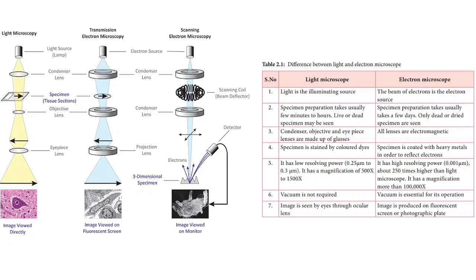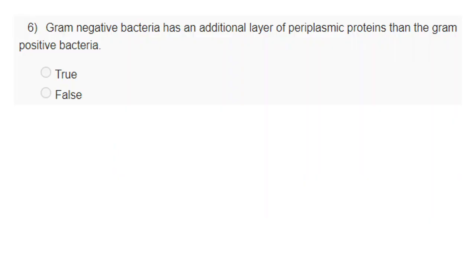But in case of magnification and resolution, obviously electron microscopes are much better than light microscopes. Yes. So moving on to the next question. Gram negative bacteria has an additional layer of periplasmic proteins than the gram positive bacteria. Anybody? True.